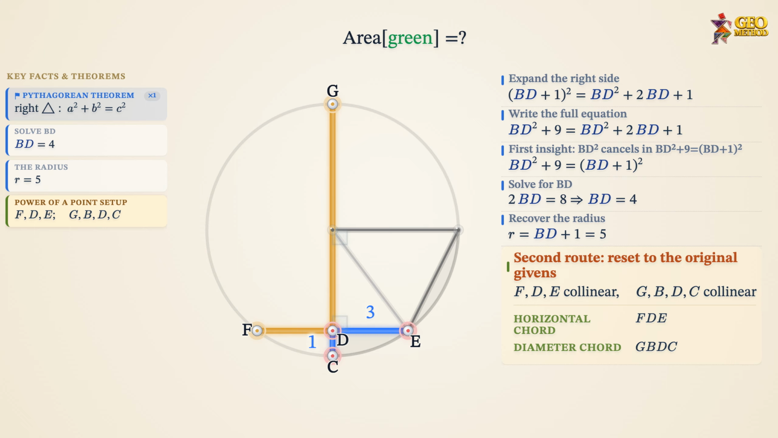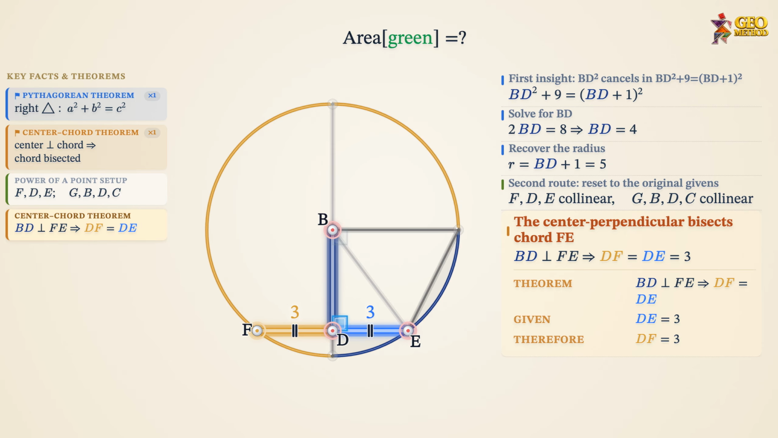Complete the quarter circle, extend segment DE through D to F, and extend the diameter through B to G. The two full chords now cross at D. Because B is the center and segment BD is perpendicular to chord FE, the perpendicular from the center bisects the chord. Therefore, segment DF equals segment DE. The given segment DE is 3, so both horizontal chord pieces are 3. The paired tick marks make that equality visible.